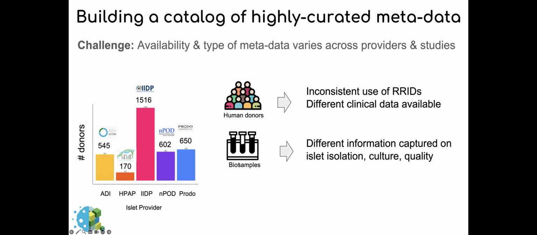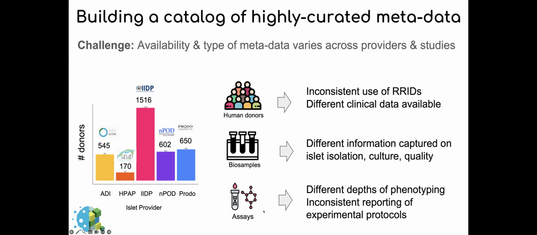If we get down to the biosamples and details of islet isolation, we've got different levels of information captured by different resources on islet isolation, quality, and culturing. And then when we think about the assays and data that have been generated, we may have different depths of phenotyping and inconsistent reporting of experimental protocols. So all of these things can make it very challenging to work across all of these amazing resources and bring the data together, and can be a barrier to making the most of every islet that's out there.